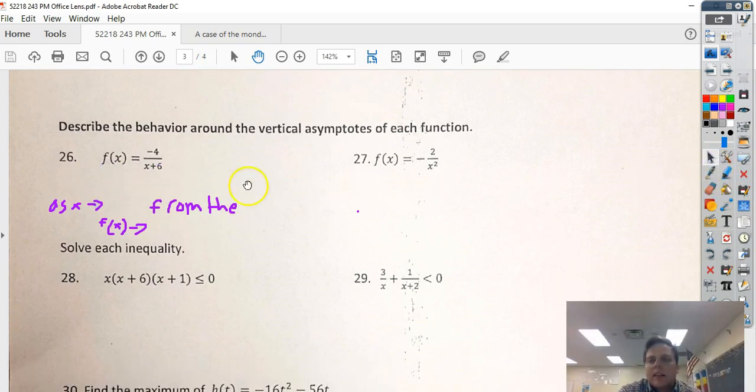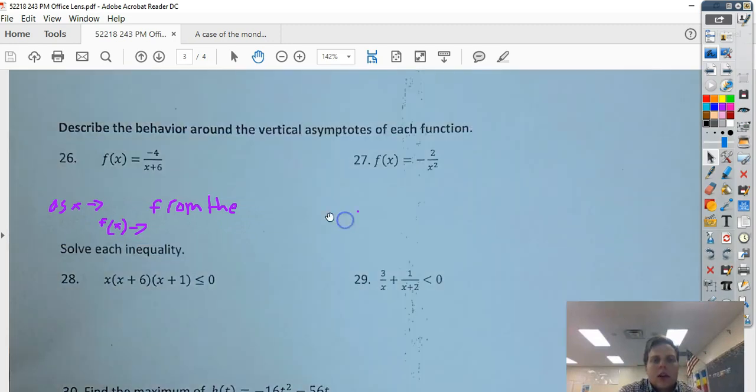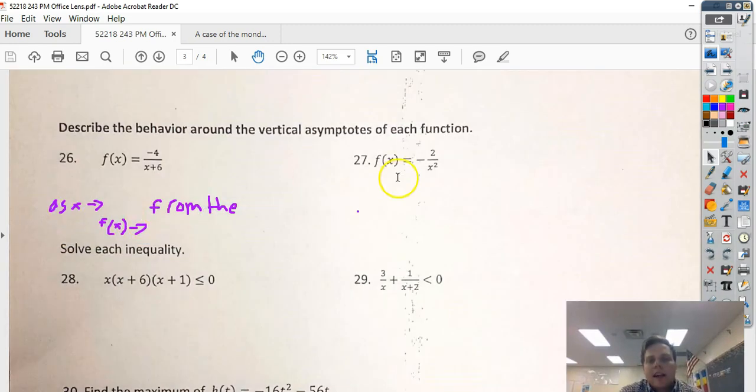Why can't I select things? Well, you were letting me select earlier. Okay, anyway, what I have right here applies to 27. Just pretend this is shifted over to being underneath 27.